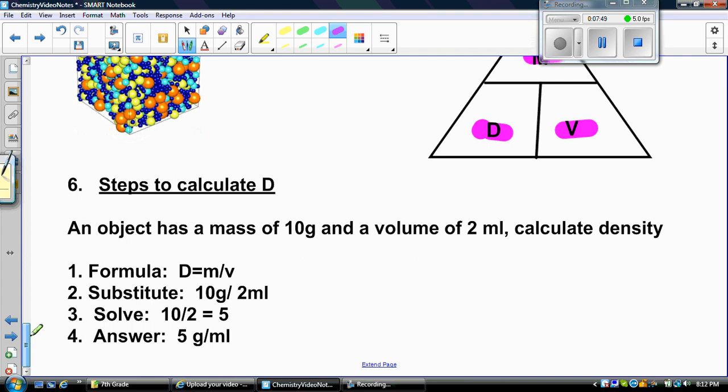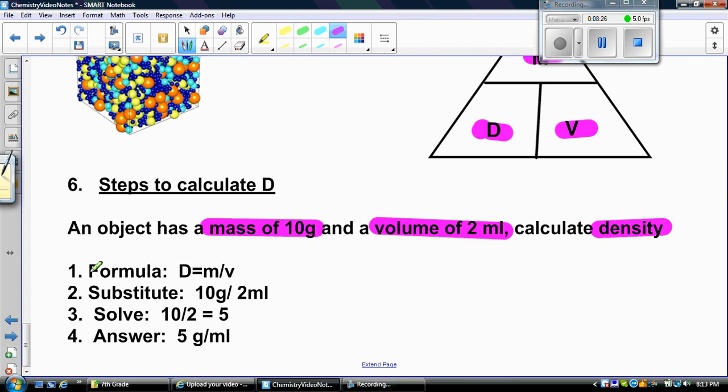So we're going to go over how you would calculate density. There are 4 steps I would like you to follow. Given this example: an object has a mass of 10 grams and a volume of 2 milliliters. When you do density problems, one of the easiest things to do is to underline your mass and your volume. The mass is 10, the volume is 2 milliliters. Then the first thing you're going to do is figure out what the question is asking. It's asking to calculate density, so I'm going to highlight density.